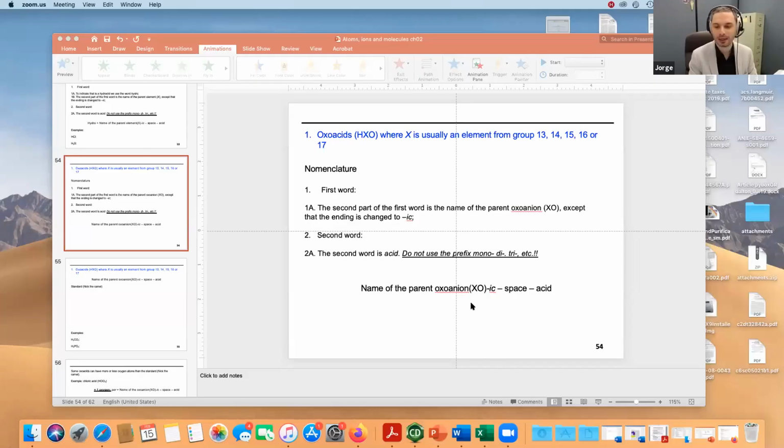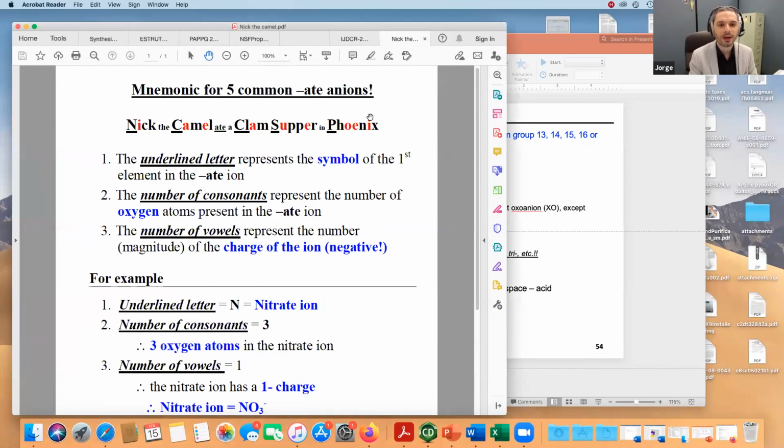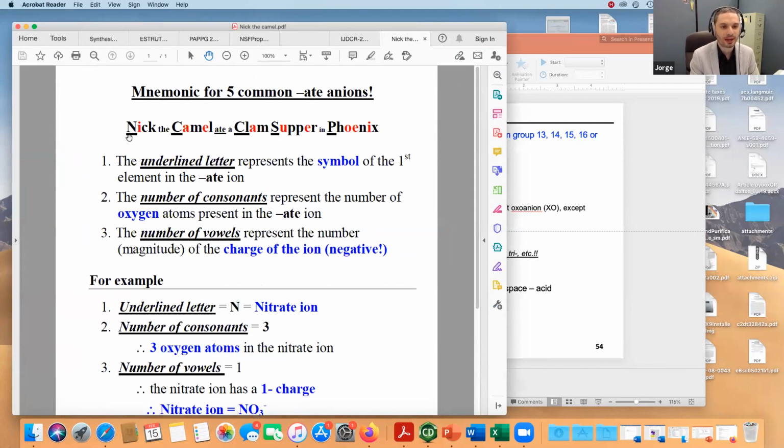And that's going to be the Nick the Camel. So let me open here for you. I will put this document on Canvas. And this is a trick to remember the 5 common oxoanions that we are going to work with. And that's the Nick the Camel ate a clam super in Phoenix.